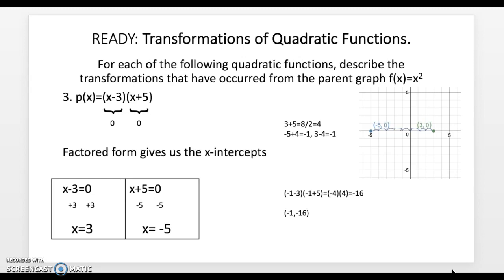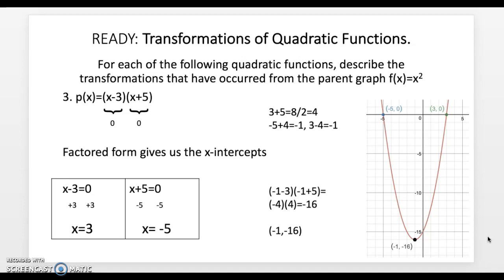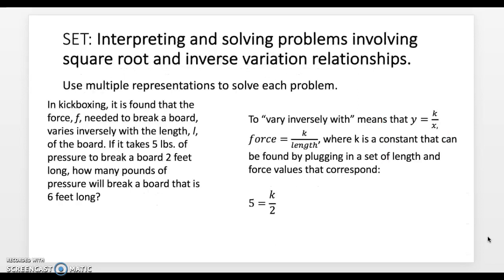And so then we can just plug that -1 into our equation, as you see at the bottom there, and get -1 minus 3 times -1 plus 5, which gives us -4 times 4, which is equal to -16. And so again, we get that vertex of -1, -16, which means that we're moving left 1 and down 16, as we saw on our graph.